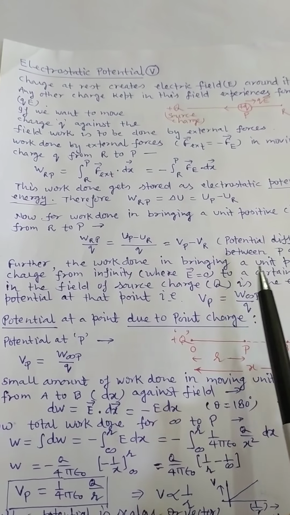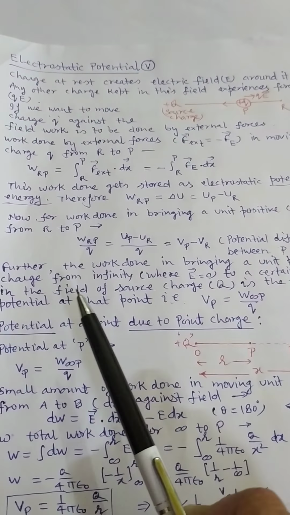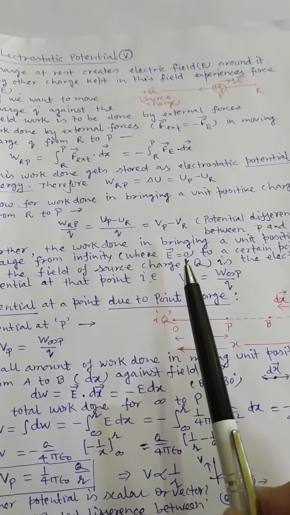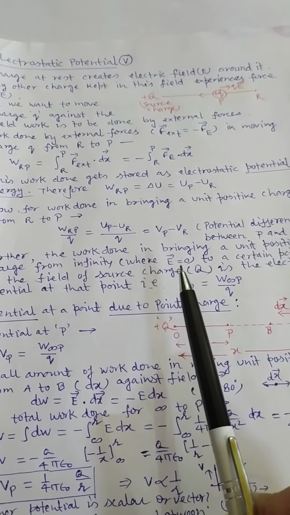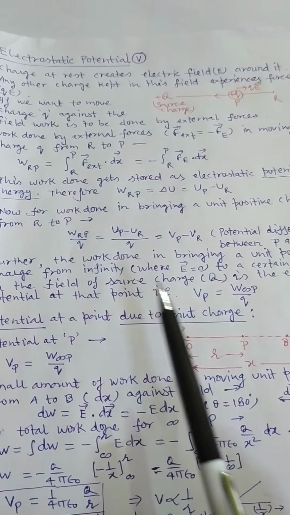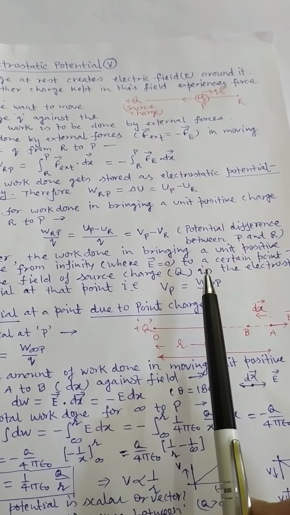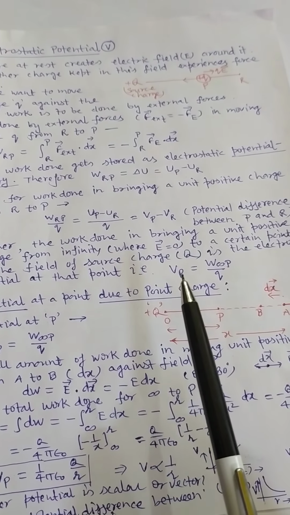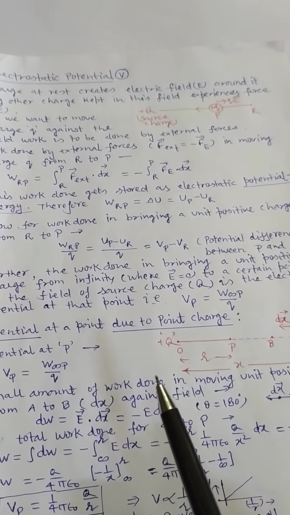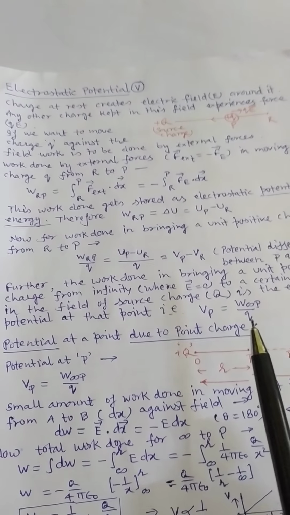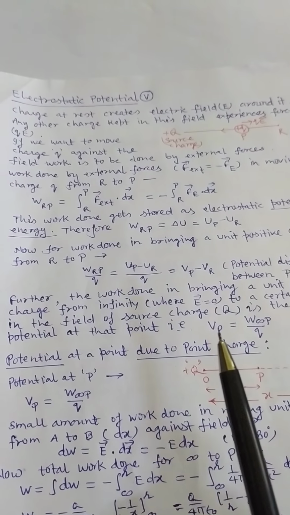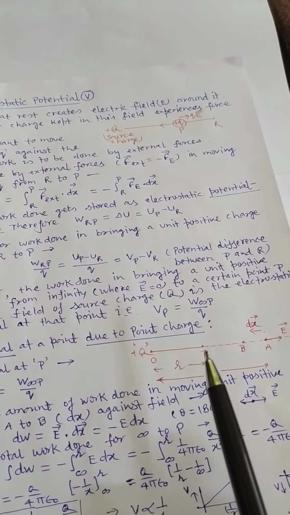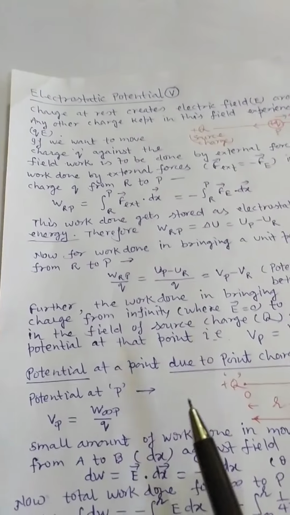Further, we want to take the work done in bringing a unit positive charge from infinity. Why from infinity? Because at infinity, what about the electric field of this source charge? It is zero, right? So let us move the unit positive test charge from infinity to the point P. We can write it this way, and if we are able to calculate this, then we will know the mathematical form of the potential at point P in the field of the given charge. So let us do this.